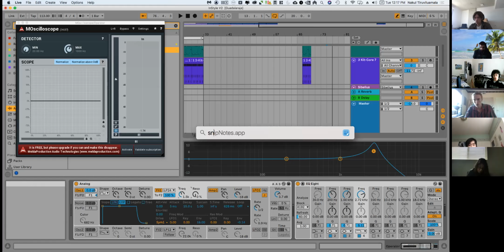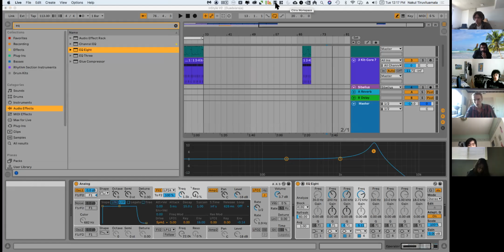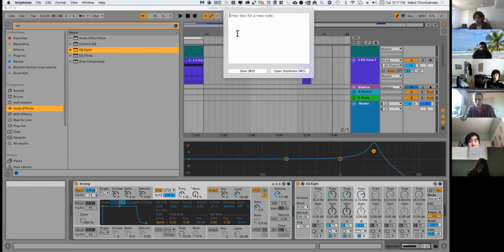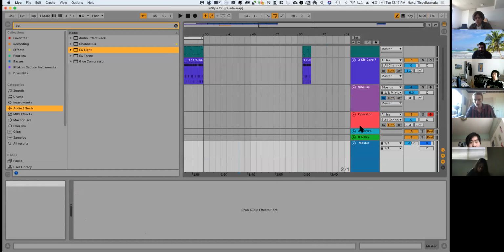Oh, my Snip notes. I just restarted my computer. This is an app I love, use it all the time, just to type in quick notes. 4 parameters, LFO. Okay, so precisely.